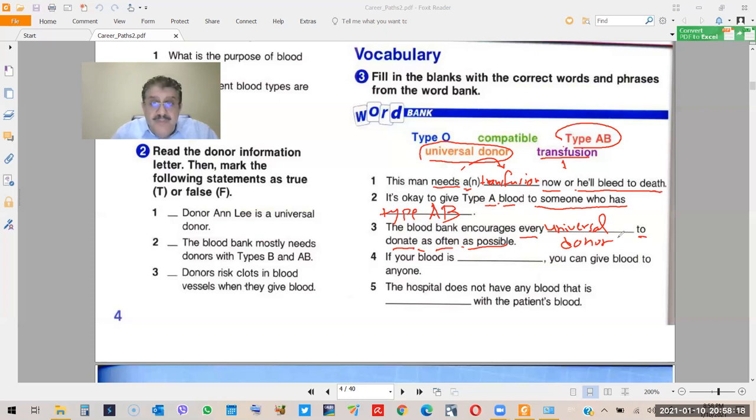Number four, if your blood is, you can give blood to anyone. So if your blood type, of course, is type O, this will help anyone in need. The hospital doesn't have any blood that is with the patient's blood. So the last, of course, is compatible. That means match. That is matching. Compatible, we say compatible with the patient's blood.